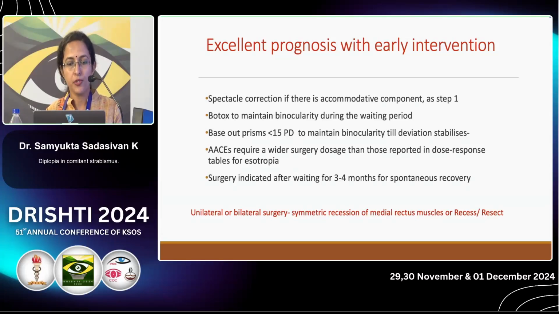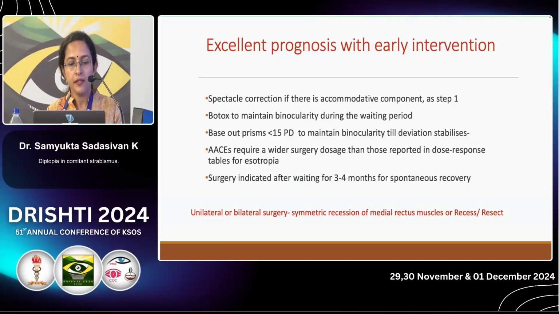Botox is a viable option to maintain binocularity during the waiting period. And if the amount of deviation is close to 15 prism diopters, you can even try a base out prism to maintain binocularity till the deviation stabilizes. Surgery, as I told, after 3 or 4 months, till the deviation stabilizes.